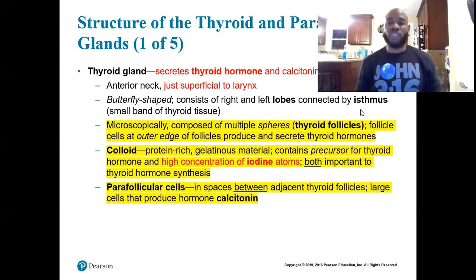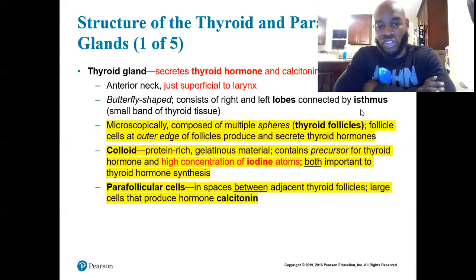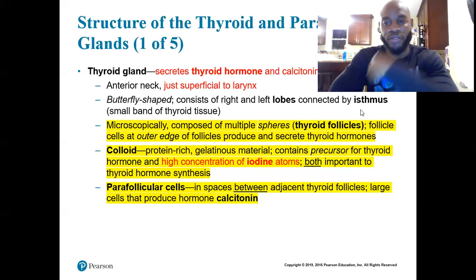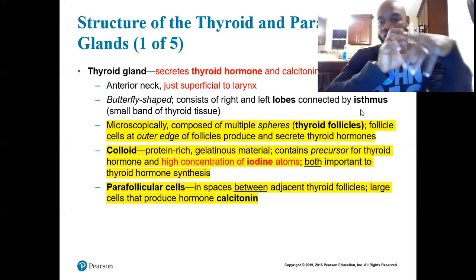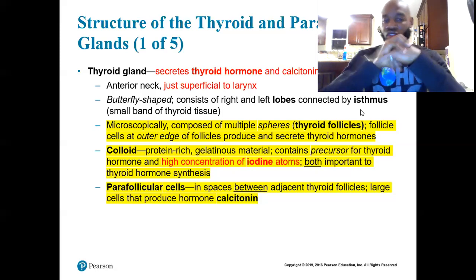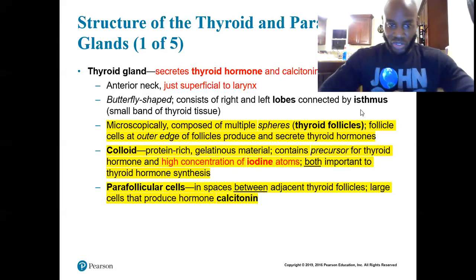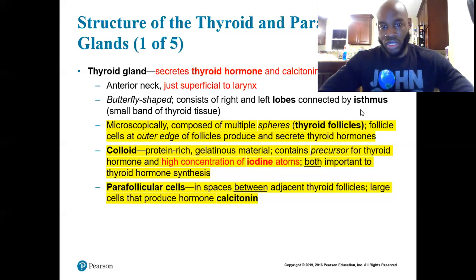It looks butterfly shaped, right and left lobes connected by an isthmus. Microscopically, so it talks about it here, you have these multiple spheres. You see these little spheres if you looked at it really closely under a microscope. These are follicle cells, and at the outer edge of the follicle cells, you produce and secrete thyroid hormone.